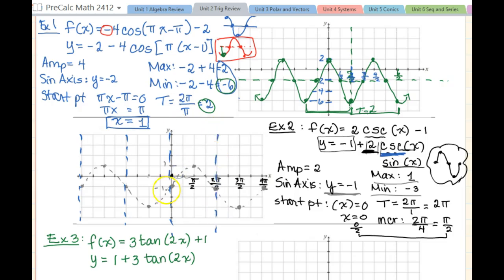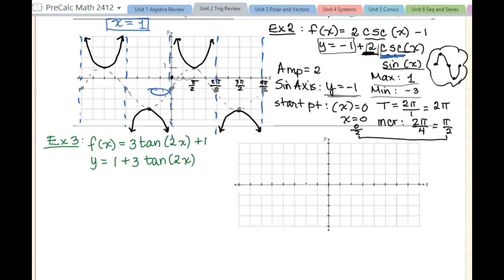Remember, our sinusoidal axis is y equals -1, so everything that crosses at y equals -1 is going to be an asymptote. And then finally, we're going to graph our cosecant. Here's a nice dark color for them. We're going to make little U's up and down in between our asymptotes, at the peaks and at the valleys of my guided sine wave.